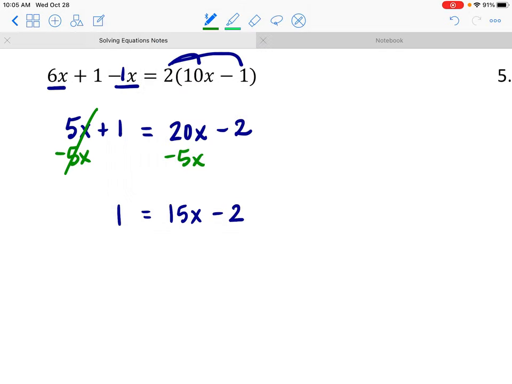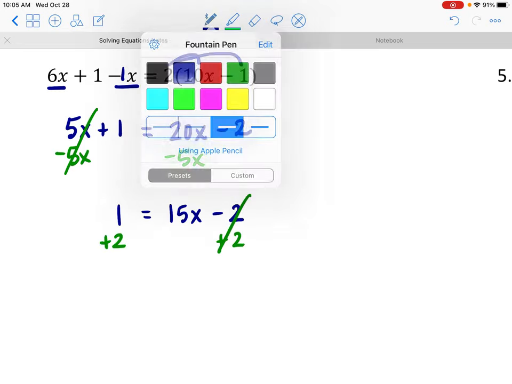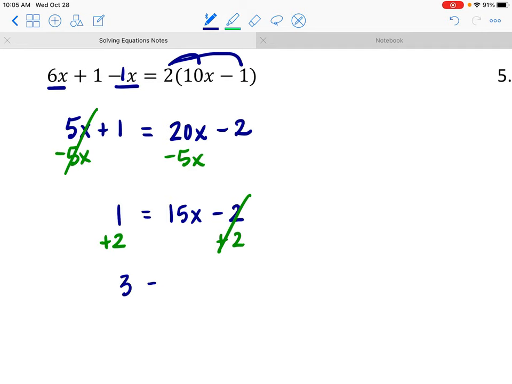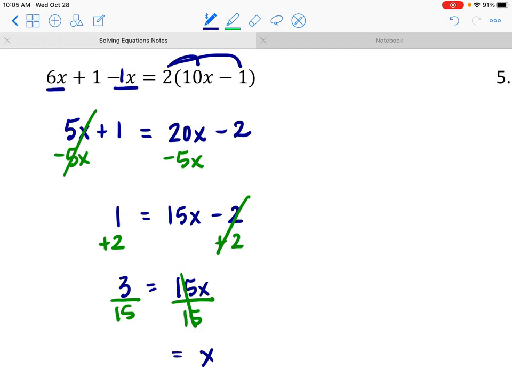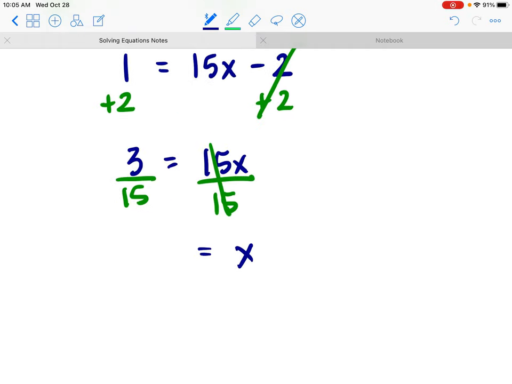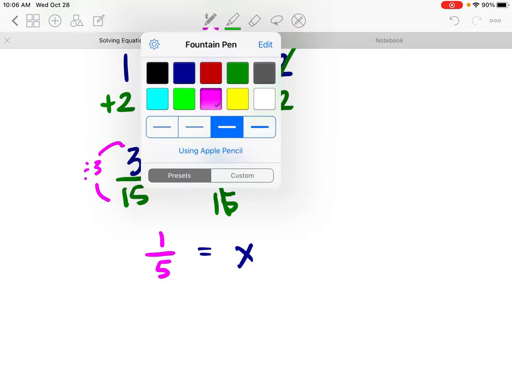Now I'm going to get x all by itself, so I'm going to start by adding 2 to both sides. That cancels that out. So that leaves me 1 plus 2 is 3, equal to, I still have 15x here, and then one last step. To get rid of multiply by 15, I'm going to divide by 15. So that reduces to my 1 here, so 1x is equal to, now 3 doesn't divide by 15, but that does reduce. 3 goes into each of those. If I divide by 3, 3 divided by 3 is going to be 1, and then 15 divided by 3 is going to give me 5, so 1/5 would be my solution.